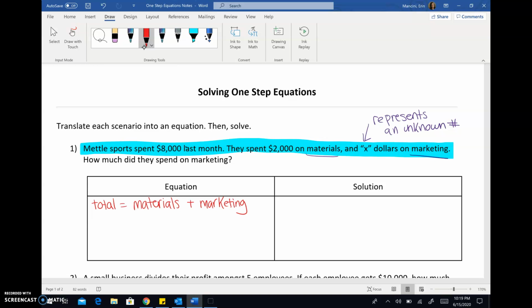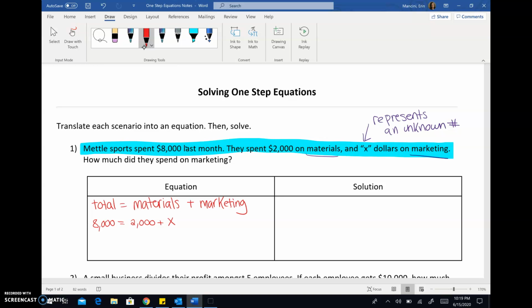And now we can substitute in the values that we know. So we know the total was $8,000. We know the materials cost was $2,000, but we don't know what the marketing cost was. And that's where we call it X. So I just translated the above into an equation. An equation is just a mathematical sentence.